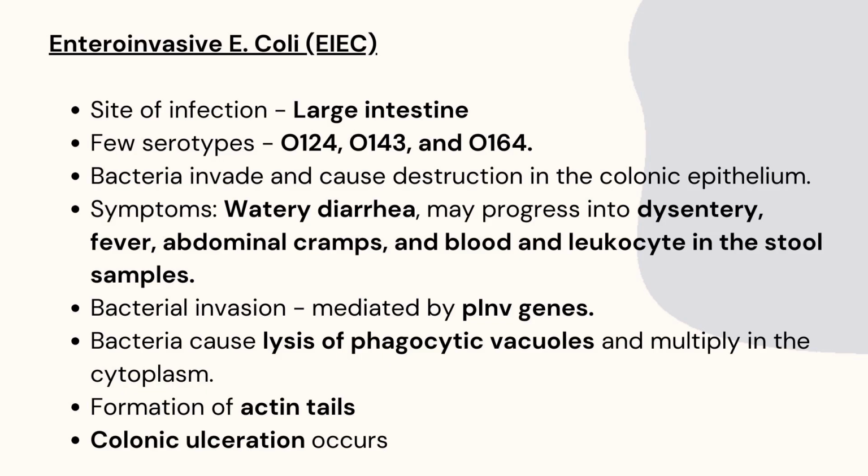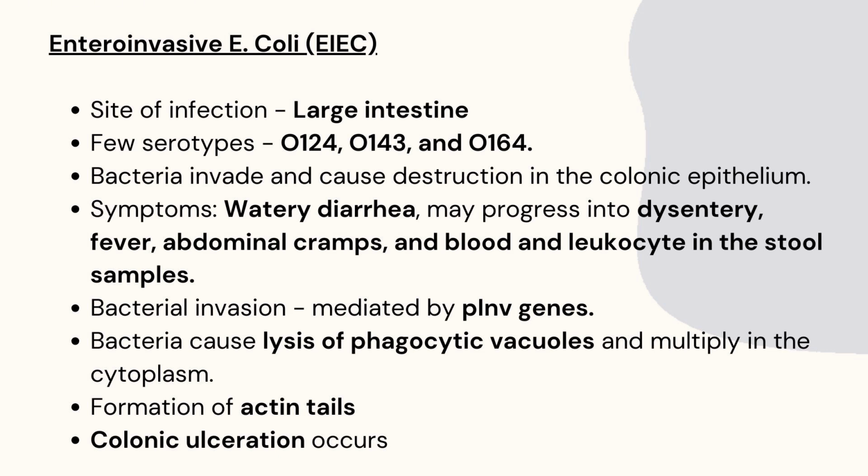Enteroinvasive E. coli. The site of infection is large intestine. Few serotypes of enteroinvasive E. coli that are pathogenic are O124, O143 and O164. Now, how does the bacteria act? The bacteria invade and cause destruction in the colonic epithelium. Bacterial invasion is mediated by pINV genes. Symptoms include watery diarrhea that can progress into dysentery, fever, abdominal cramp, and blood and leukocytes in the stool sample.